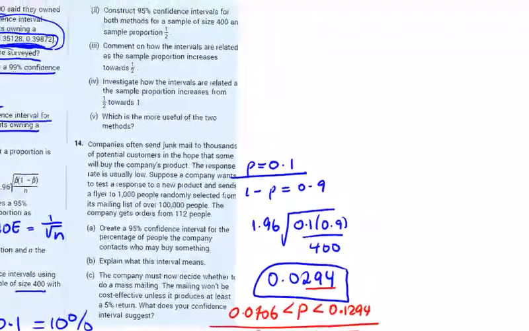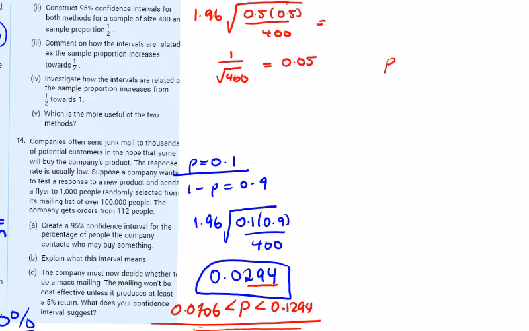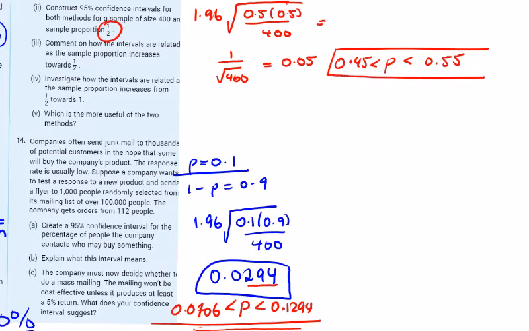Sample proportion a half. Now we're asked to do both. And we can just write them out. 1.96 by the square root of 0.5 by 0.5 divided by my sample size of 400 is the first one. And the second one is 1 over the square root of 400 again, which we know from previous is 0.05. So this P is going to be, we're testing 0.5. So we're adding 0.05 on, 0.55, and taking 0.05 away, 0.45. So again, a 10% spread.